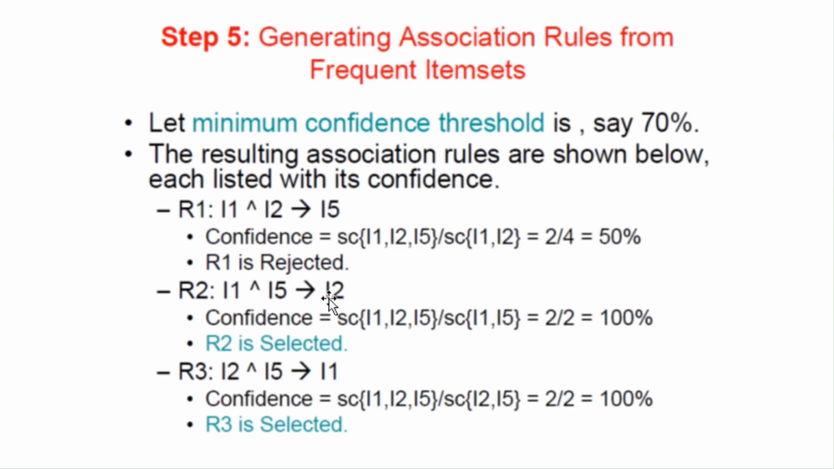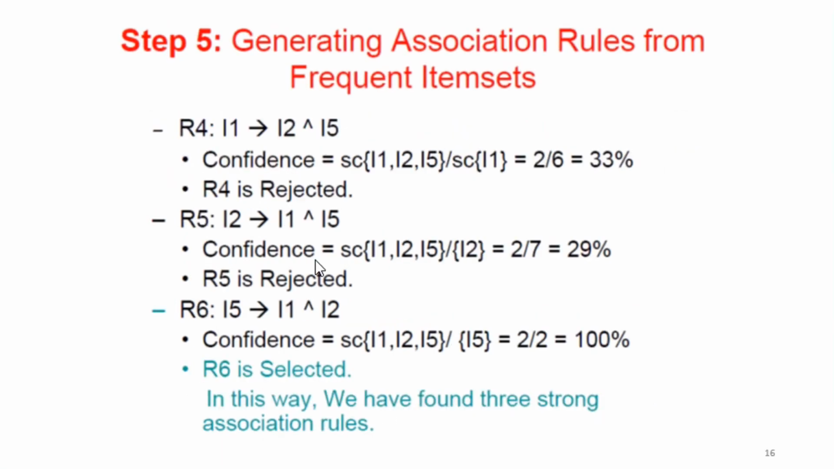Similarly, what is the percentage of buying item I2 given that you have already bought I1 and I5? Its confidence has come out to be 100%, so R2 will be selected. Similarly, for I2 and I5, we are going to buy I1, then the confidence is 100%, so R3 is also selected. Similarly, we have defined R4, where we are predicting whether we are going to buy items I2 and I5 given that we have already bought I1. Its confidence has been calculated and it has come out to be 33%. Since it is less than the minimum confidence threshold, R4 is rejected.